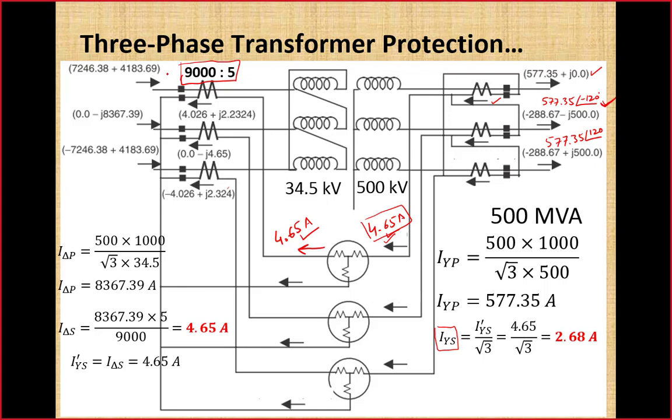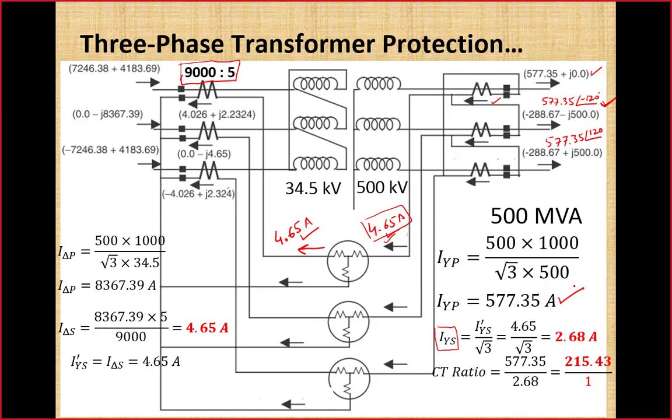Now in order to get 2.68 ampere on the CT secondary side, what should be the CT ratio if primary current is already given to us, 577.35? Here CT ratio will be 577.35 over 2.68, so that is 215.43 by 1. So that is the CT required. So it means if secondary has a rating of 1 ampere, primary should have rating of 215.43.